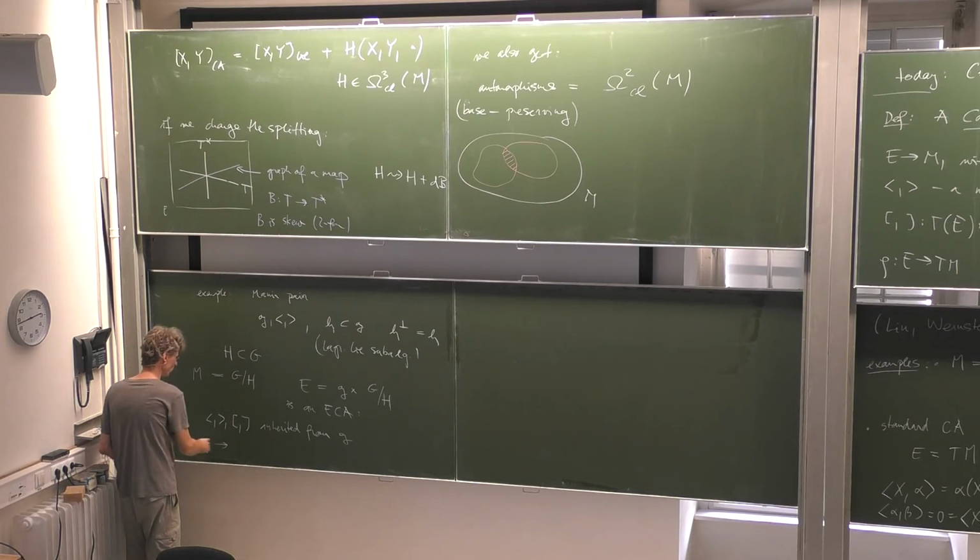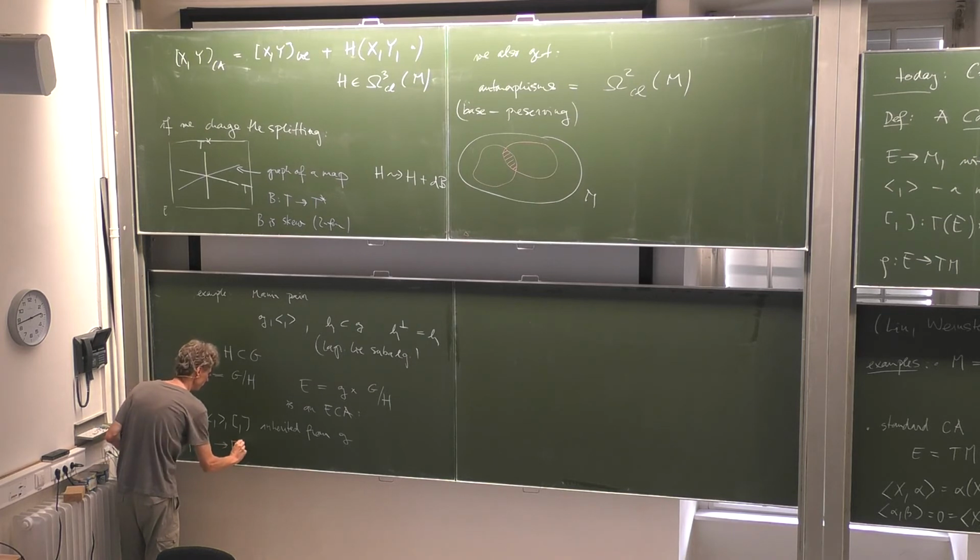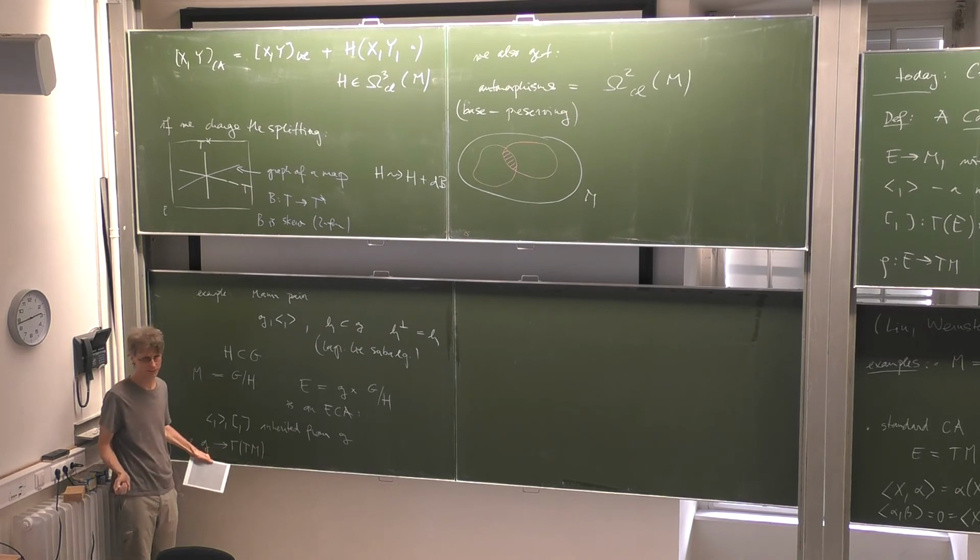And this map rho, which should go from G to vector fields on M, roughly speaking. As you can guess, this is the action.